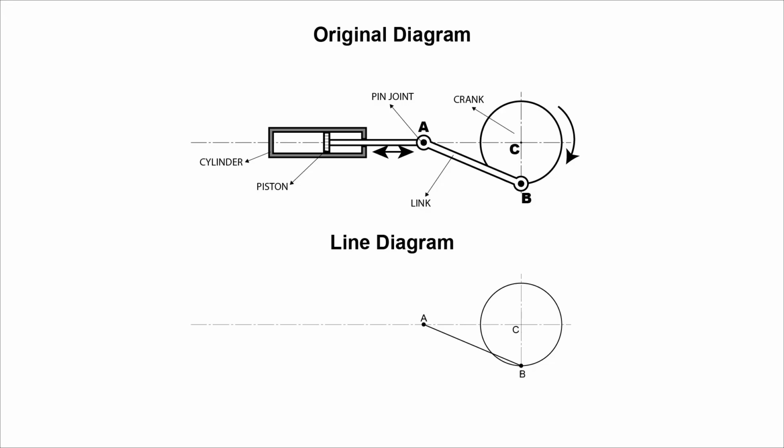So basically, all that we need to do is to find different positions of the link on the crank. We are told to use a line drawing, or a line diagram, to find that locus. A line diagram looks like this. So without further ado, let's find the locus.